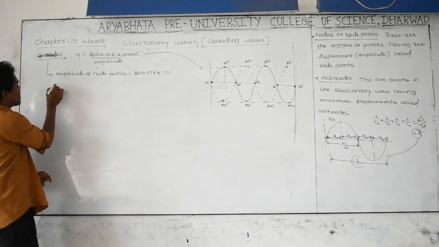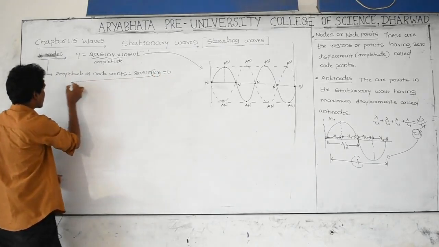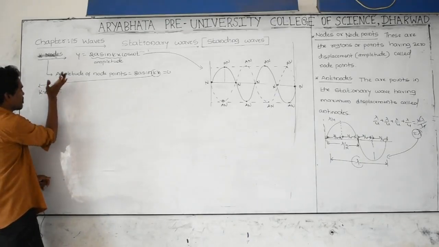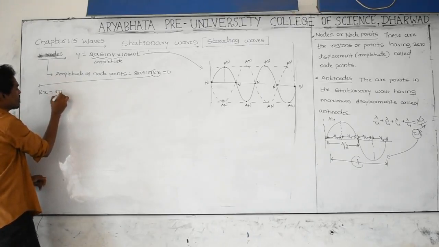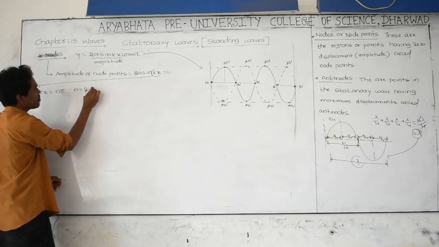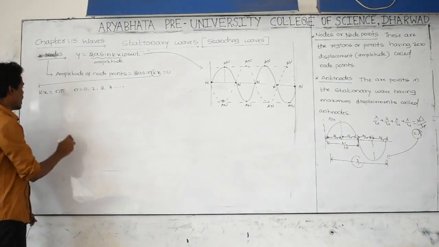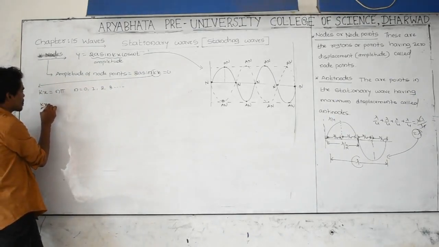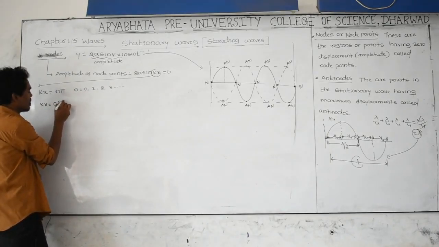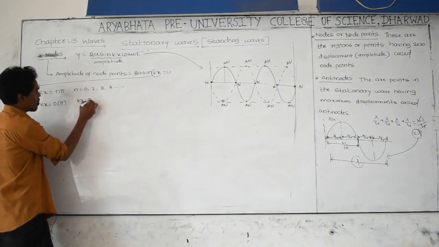And here the general equation I am taking, from this equation I am considering kx as a term. kx is equal to n pi. This is the general equation. Here n is a constant or integer. n is equal to 0, it may be 1, it may be 2, it may be 3, and so on. Substitute n is equal to 0, then 0 into pi, you get kx is equal to 0.